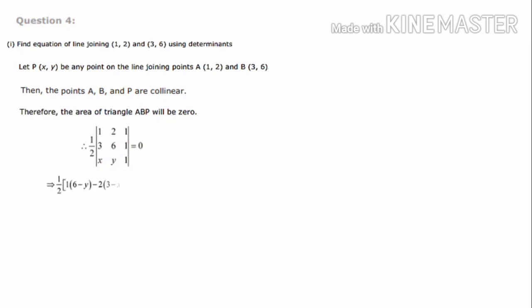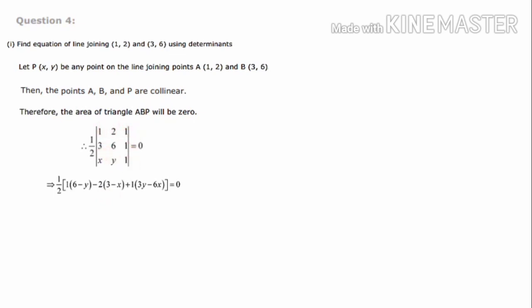Go for expansion, that is 1 by 2 into first row 1. If you take row, column is gone. 6 into 1 is 6. y into 1 is y. So 6 minus y. Minus 2 into row, column is gone. 3 into 1, 3. x into 1 is x. So 3 minus x. Plus 1 into row, column is gone.